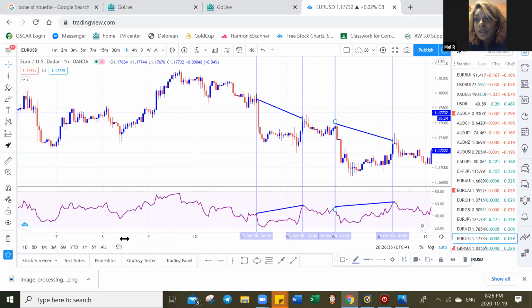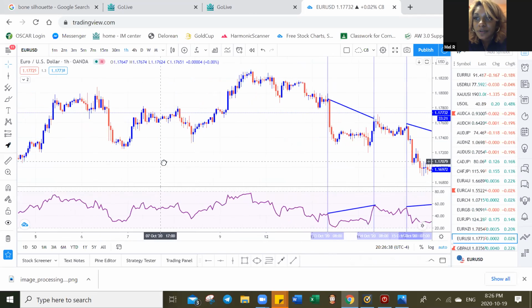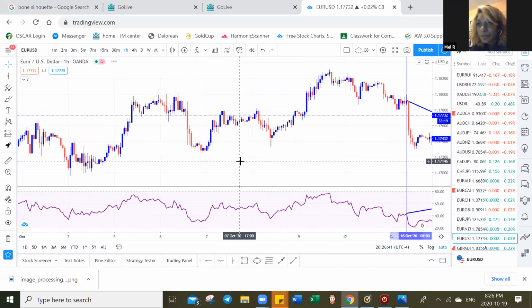And guys, this is another hidden divergence. Perfect. Awesome. Okay, I need more people. Who else can see divergence on here?